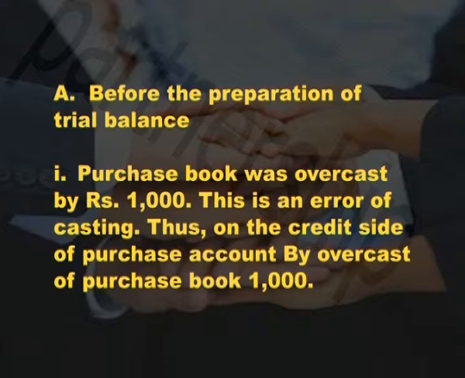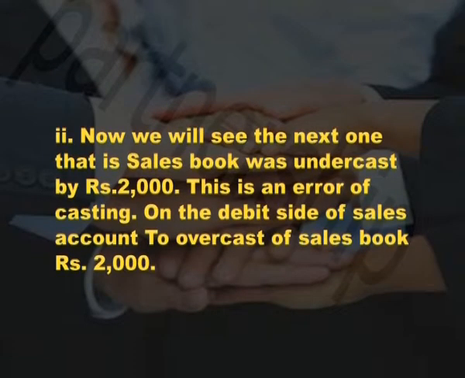Now, the solution: A, before the preparation of trial balance. The first one, purchase book was overcast by rupees 1,000. Now, this is an error of casting. Thus, on the credit side of purchase account, by overcast of purchase book rupees 1,000. Now we will see the next one, that is sales book was undercast by rupees 2,000. This is an error of casting. On the debit side of sales account, by undercast of sales book rupees 2,000.